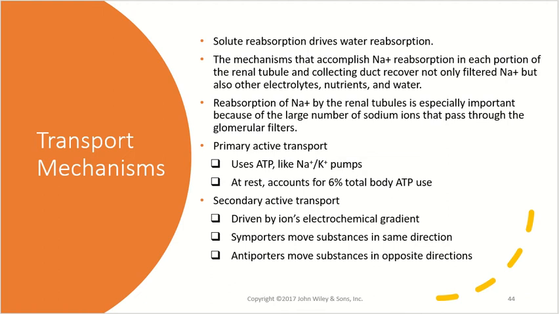So just a brief reminder, primary active transport is going to make use of ATP in order to power a sodium-potassium pump. Right? So at rest, this is going to account for about 6% of the body's total ATP use. Then we have our secondary active transport, and this is going to make use of the ion's electrochemical gradient in order to drive the transport of these various solutes. So symporters are going to move substances in the same direction, and antiporters are going to move substances in opposite directions.